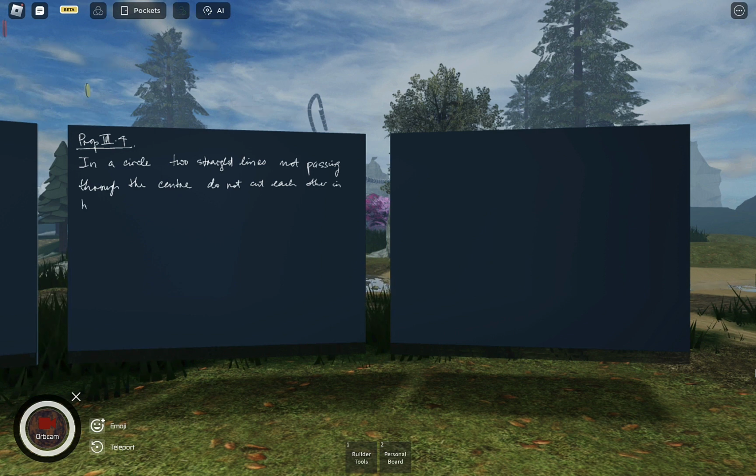Now, of course, there's no reason why they should cut each other at all. But in that case, I guess the statement is vacuous. In the event that they do touch, they do intersect, they don't cut each other in half. So let me draw the diagram.